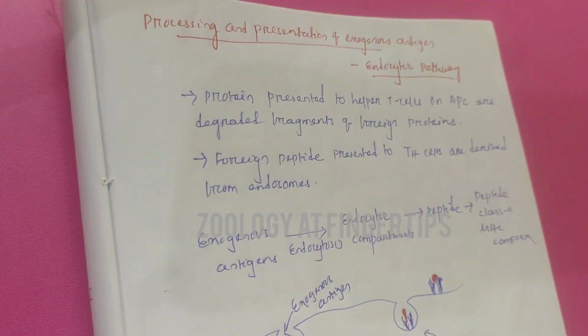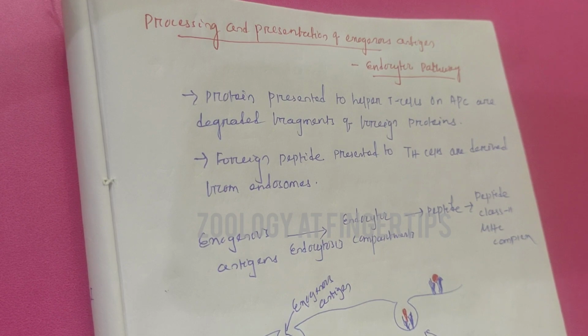Now coming to the details about processing and presentation of exogenous antigen, which occurs inside the endosome, an acid vesicle. So this pathway is known as the endocytic pathway. Here the exogenous antigen, which is synthesized outside of the body and enters into the cell, is recognized by helper T cell on the antigen presenting cell by MHC class 2 molecule.